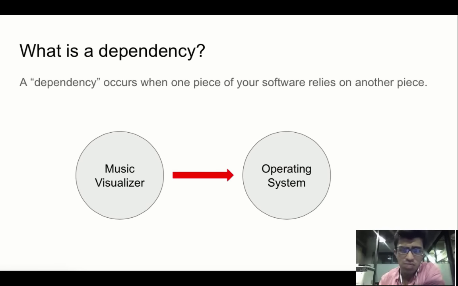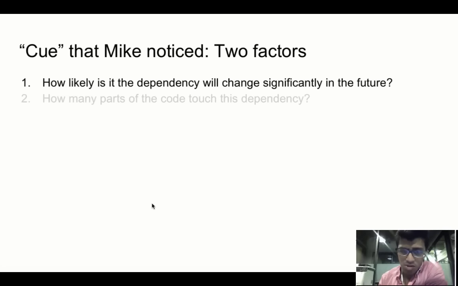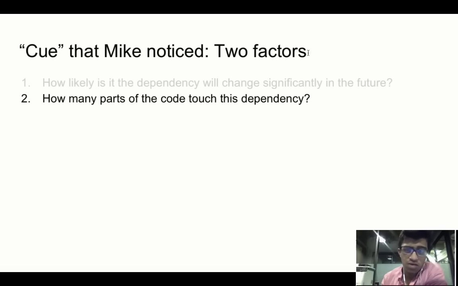Now, Mike was concerned about this dependency, and here is the cue that he noticed that let him know that there's something dangerous about this. There are two factors. One, how likely is the dependency to change significantly in the future? And two, how many parts of the code touch this dependency? If both of these numbers are high, this can create problems because then you may find yourself having to rewrite many parts of your code base over time.